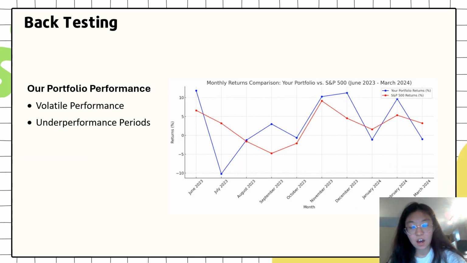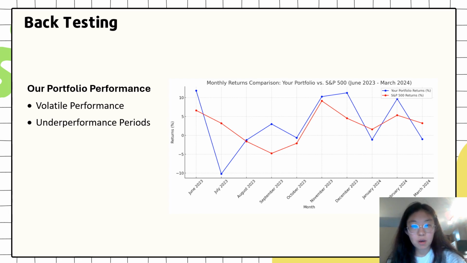Next, let's see how our strategy performs over those 10 months. As you can see on the chart, we plot the monthly returns of our portfolio in blue and the S&P 500 in red. The time period spans from June 2023 to March 2024. From the perspective of volatility and risk, our portfolio shows higher volatility compared to the S&P 500.